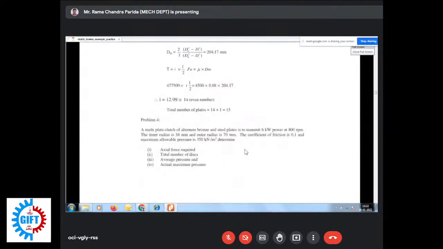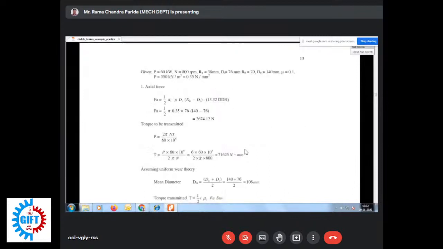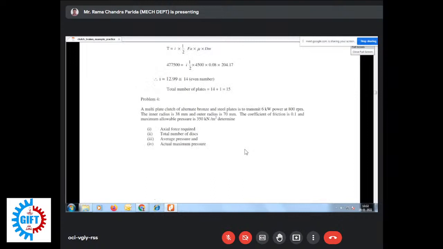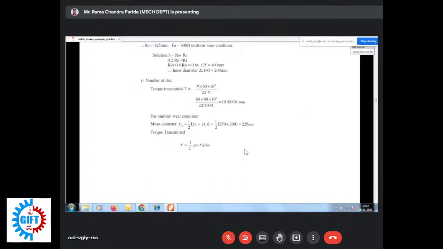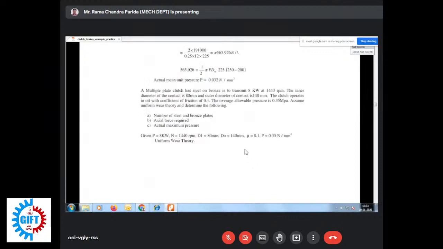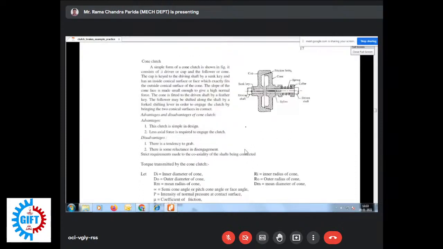Numerical part is not there. Only the diagram with the working principle is there in your syllabus. So I have to skip this numeric part. Cone clutch.